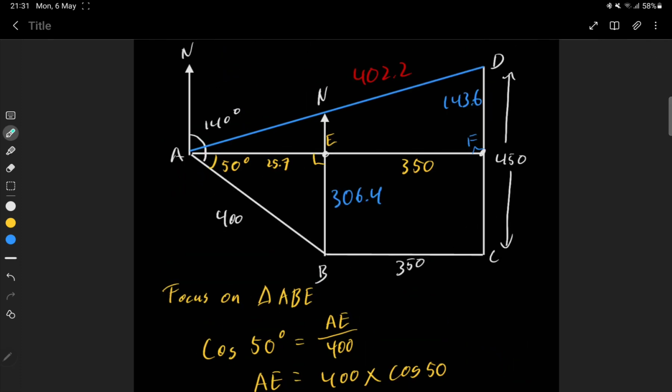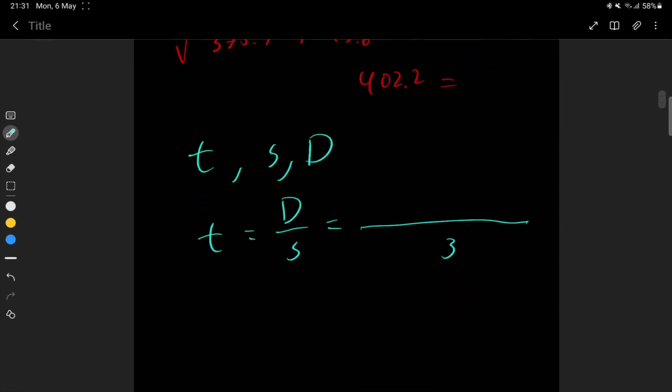400 plus 350, that's 750. 750 plus this one plus 450 is 1200. 1200 plus side AD is 1602.2. So let's pull out our calculator. 1602.2 divided by 3 is 534 seconds.